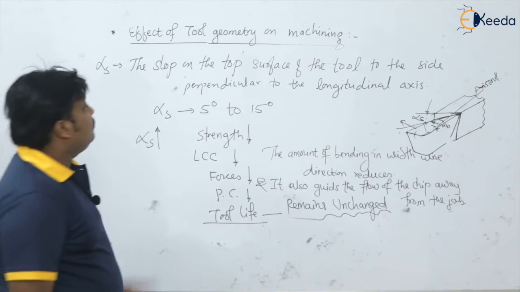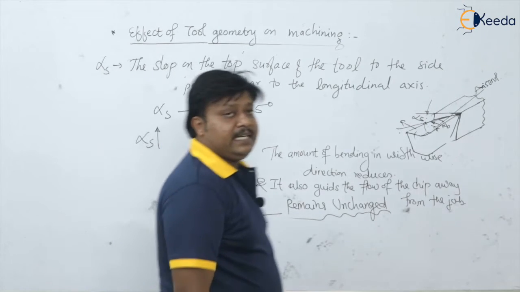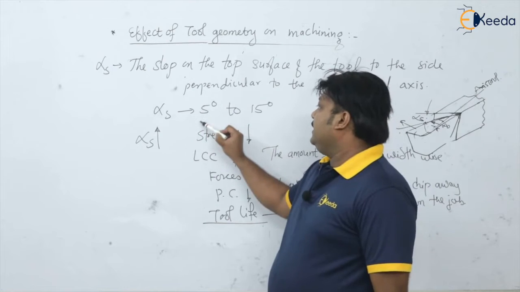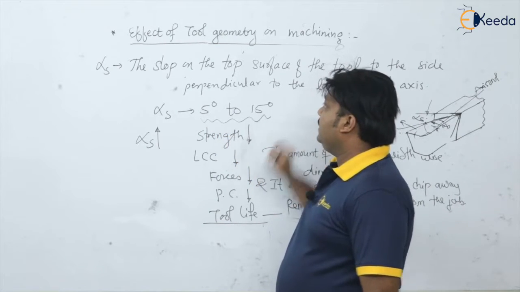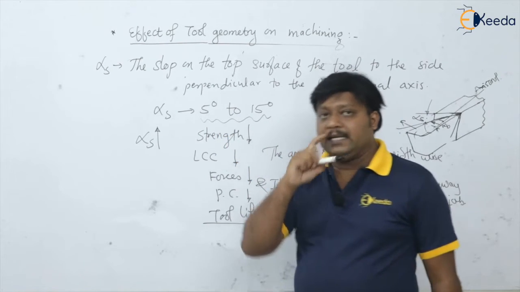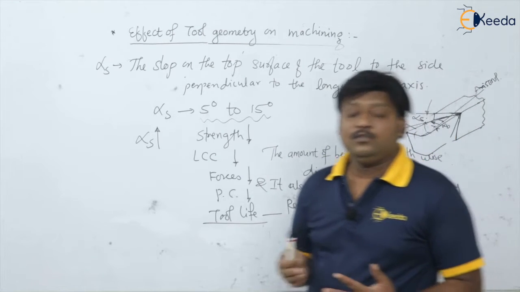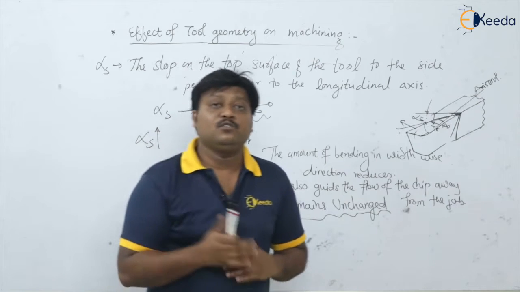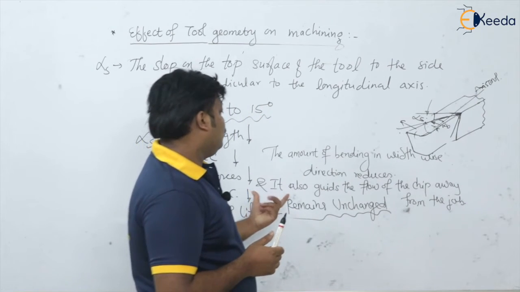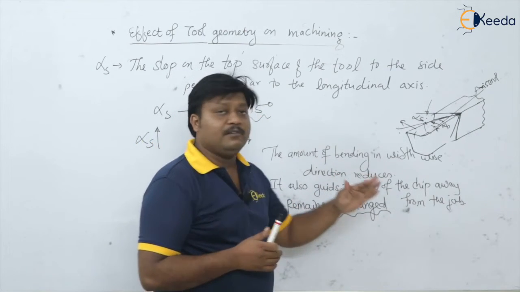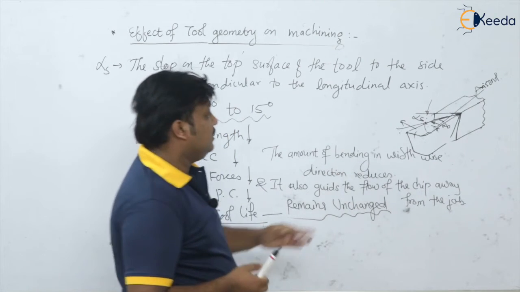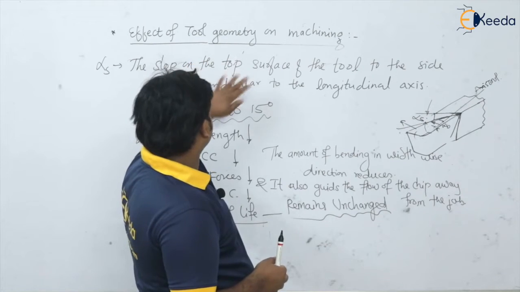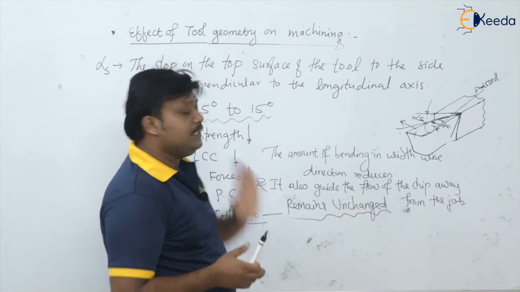Okay, so this is about the side rake angle. The value generally is on the positive side only. So what does the side rake angle do? It will reduce the bending of the chip in widthwise direction when it goes on increasing, and also it will guide the flow of the chips away from the job. So this is the effect of the side rake angle on the machining.